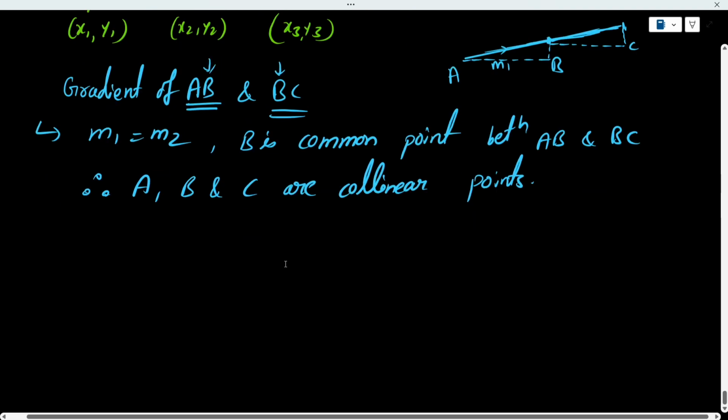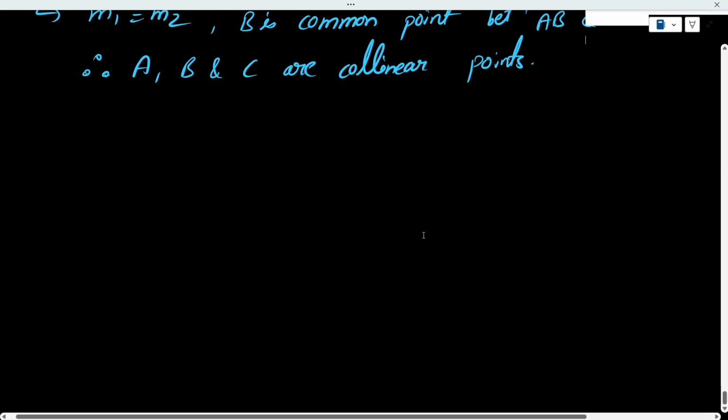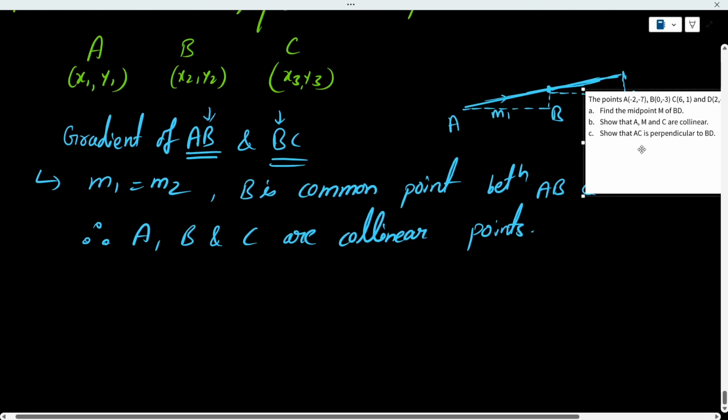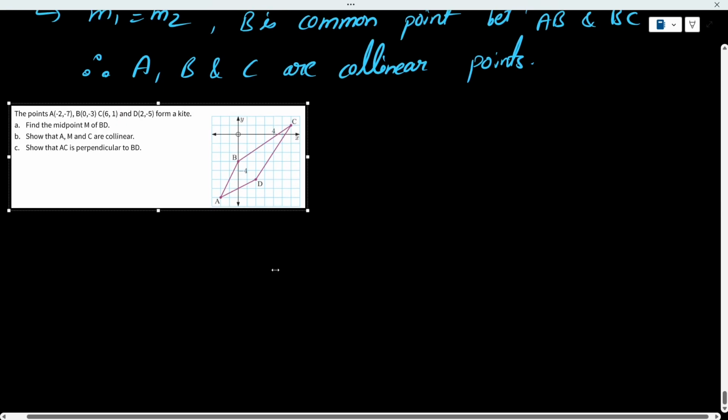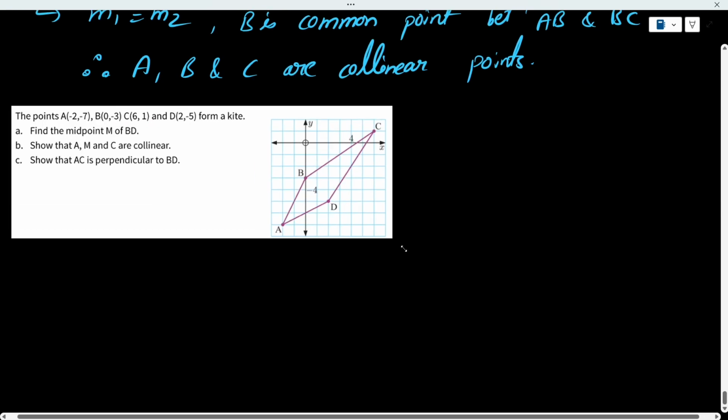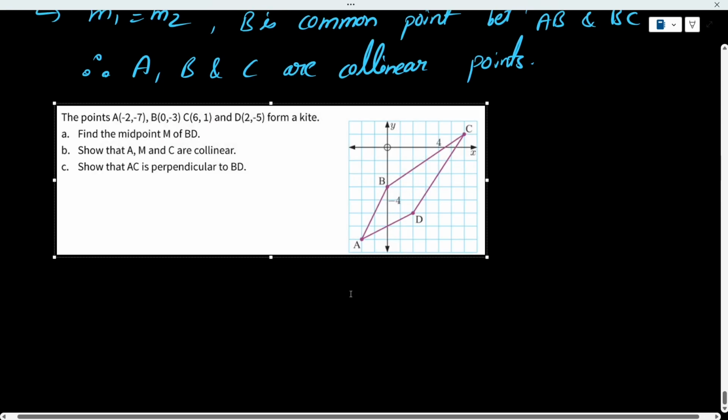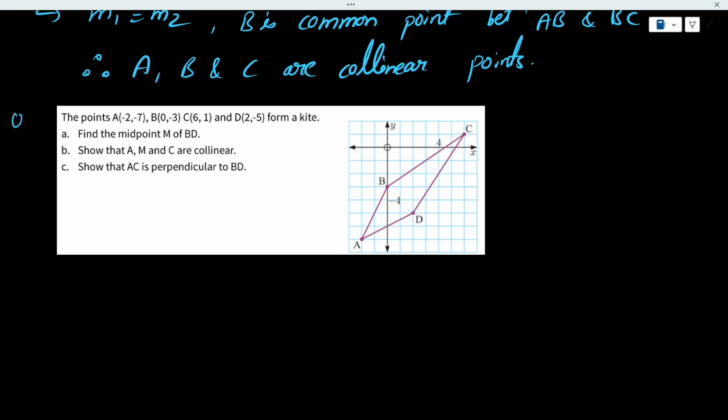So let us see one question based on this. How do we solve it here? This is another question, which is also an exam type of question. Kite is a very important figure. It comes in the exam. So first thing, you should remember the property of a kite. Whenever we have a kite, remember one thing, its diagonals are intersecting at 90°.